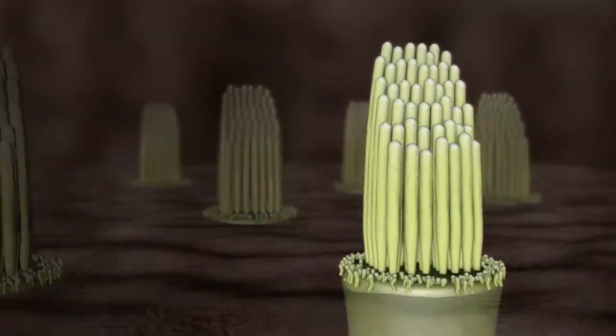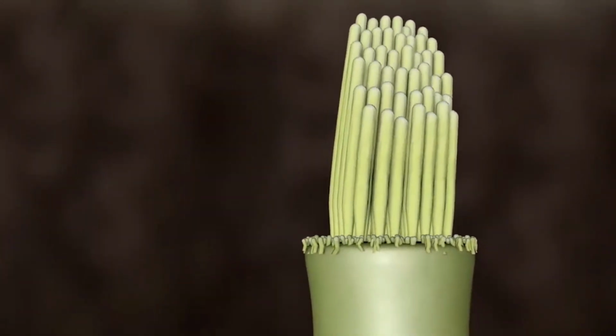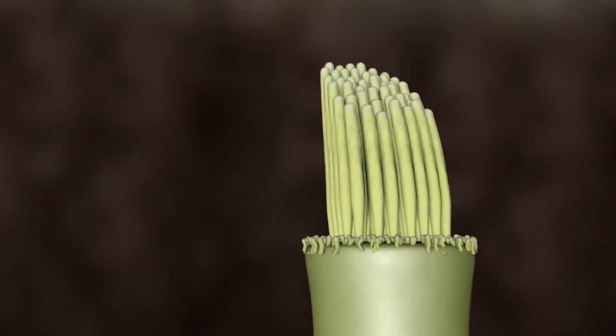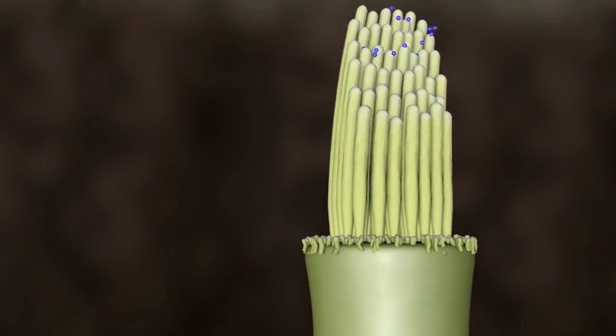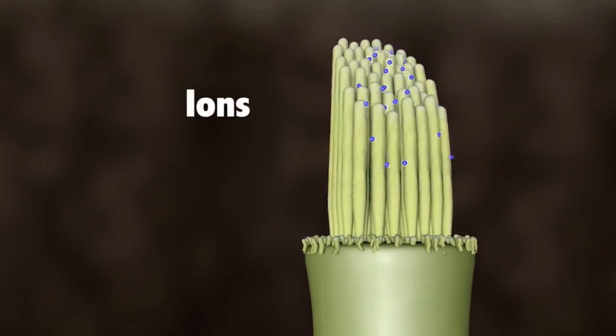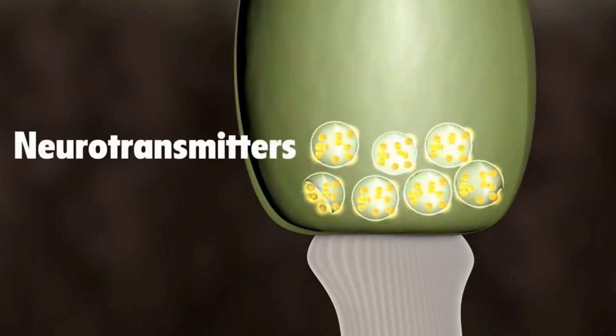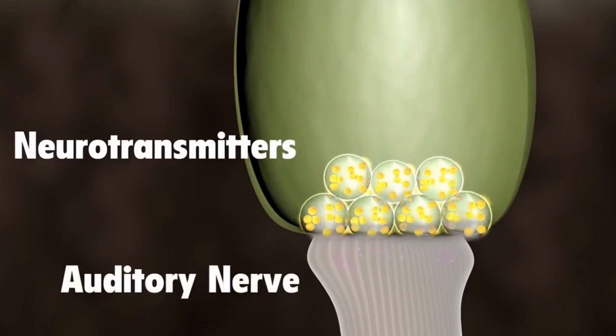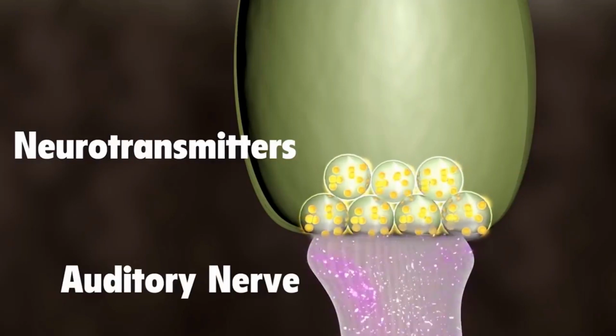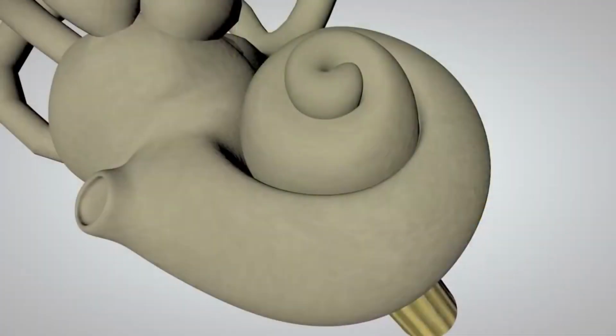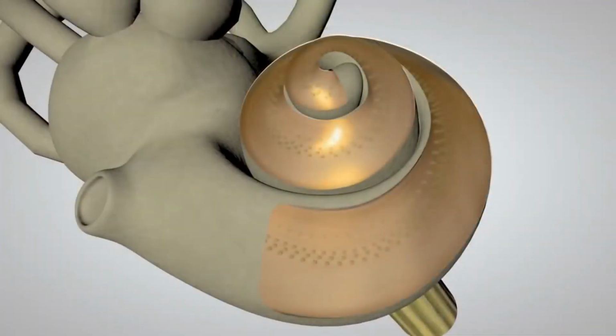The hair bundle on top of the hair cell turns these movements into electrical signals. As the hair bundles are moved, ions rush into the top of the hair cells, causing the release of chemicals at the bottom of the hair cells. The chemicals bind to the auditory nerve cells and create an electrical signal, which travels along the auditory nerve to the brain. Different hair cells respond to different frequencies of sound.